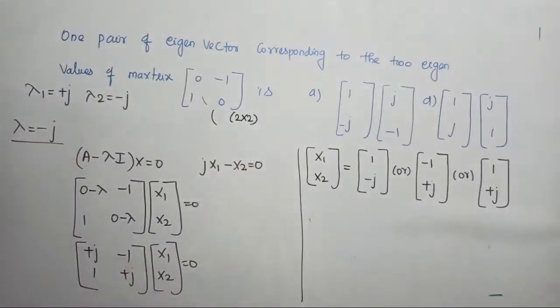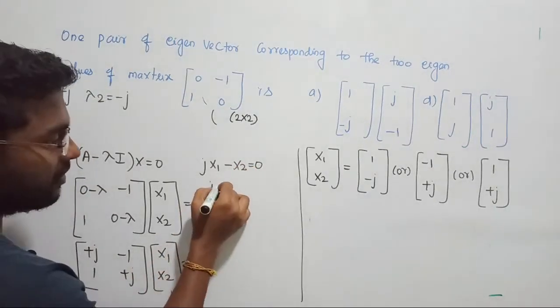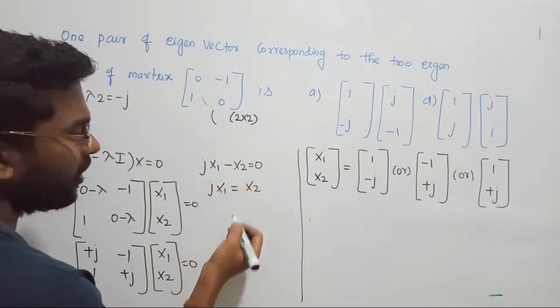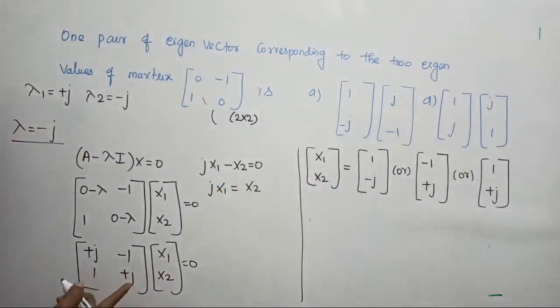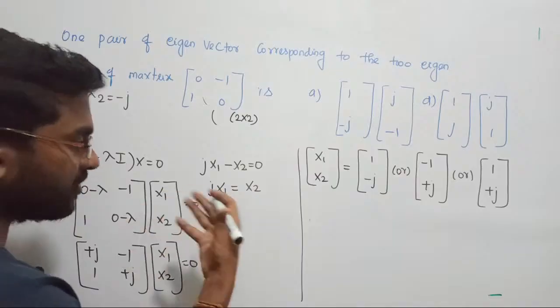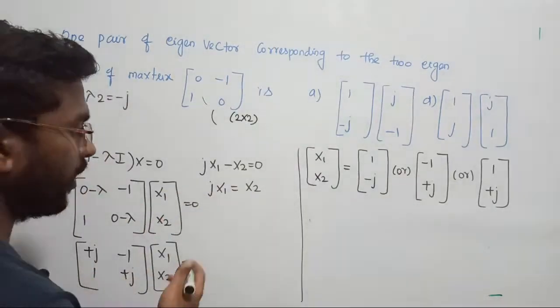Yes, from the first expression, right? So from this, if I solve this one, j x1 equal to x2. Guys, you can also go ahead with the second equation. Don't think about why I am considering only the first equation. It's up to you. You can go ahead with any equation, right? You can gather the same information from there. Okay, fine, this is correct.